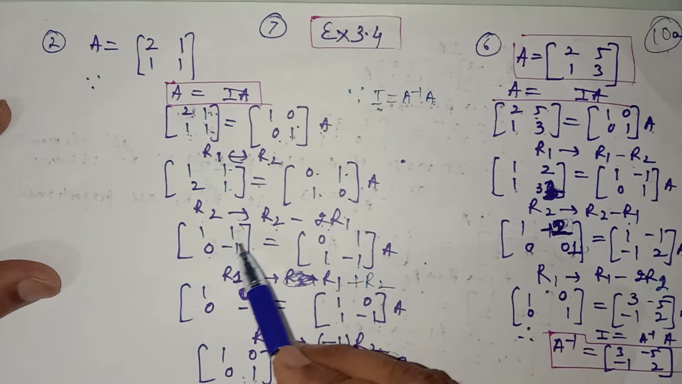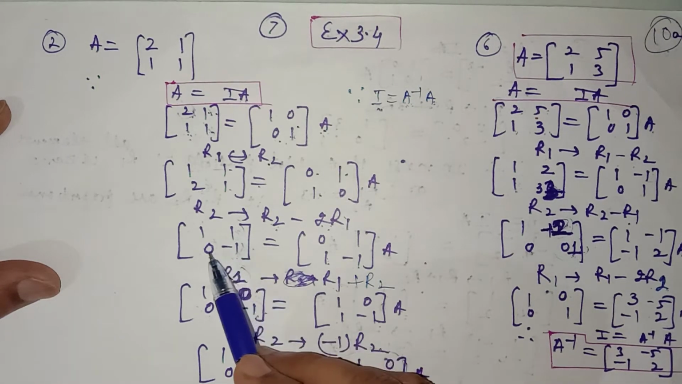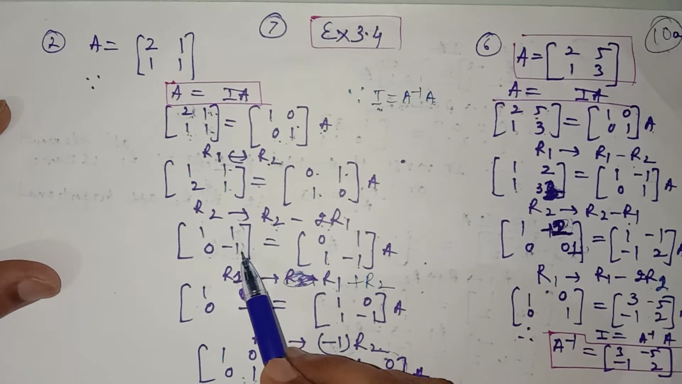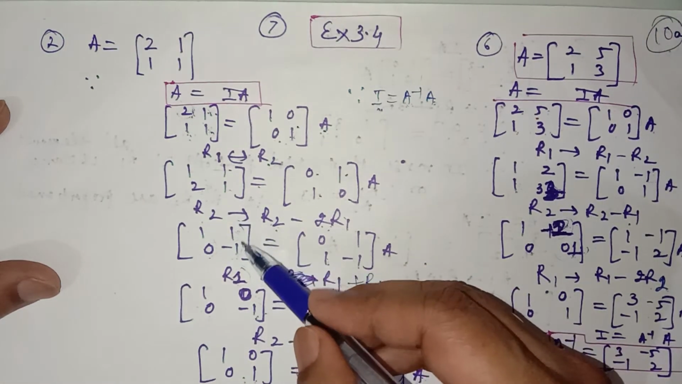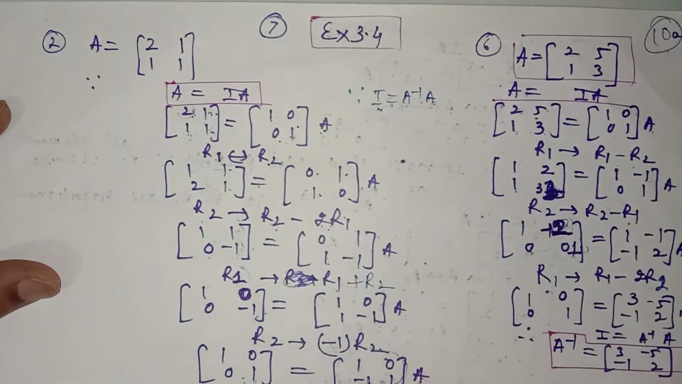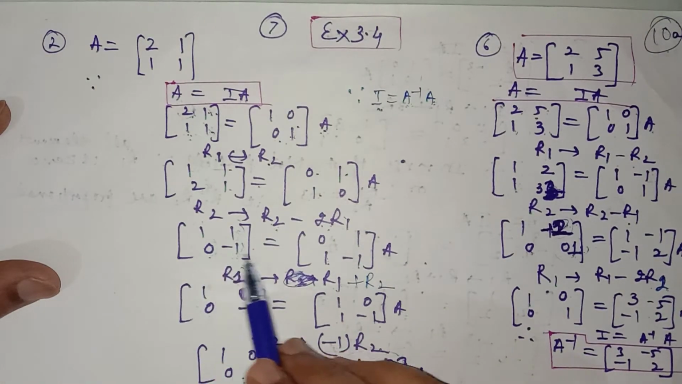Now what do you have to do? You have to bring 1 here. You can easily bring 1 here by multiplying the second row by minus 1. This is the best method: multiply the second row by minus 1.